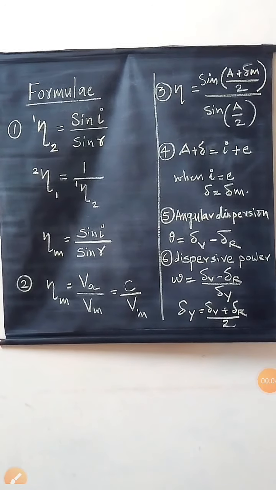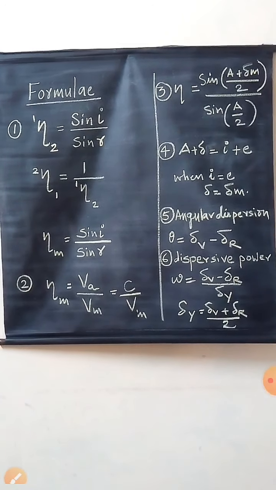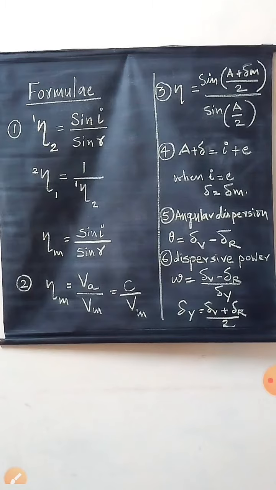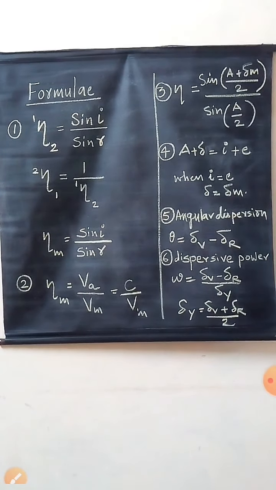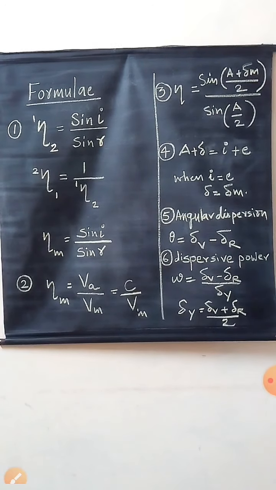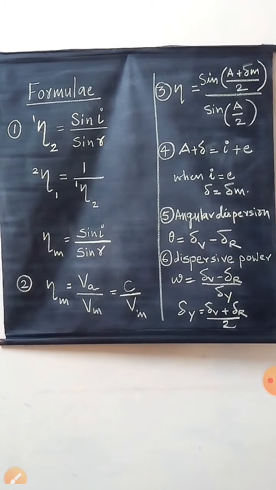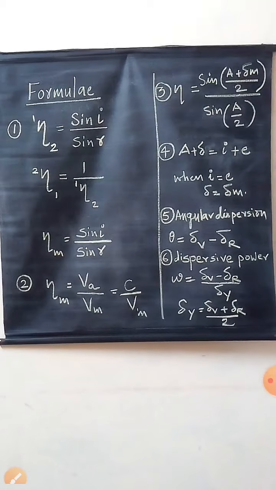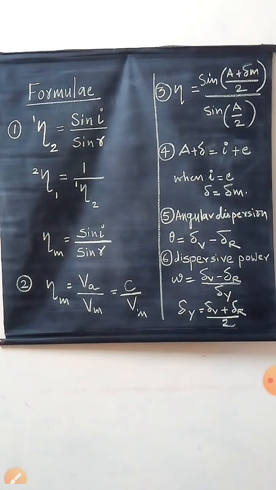Properties of light. The first chapter in section 2. This is the topic we are studying. In the last video lecture, we have completed the theory part of this topic. Now we will turn to the problems or numericals on this topic. So let's see the formula we are going to use to solve the problems based on this topic.